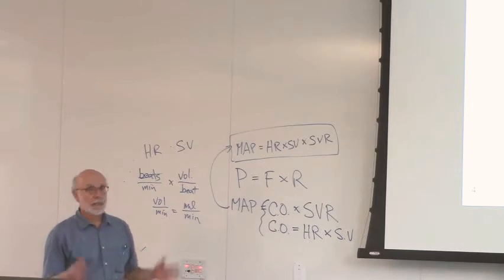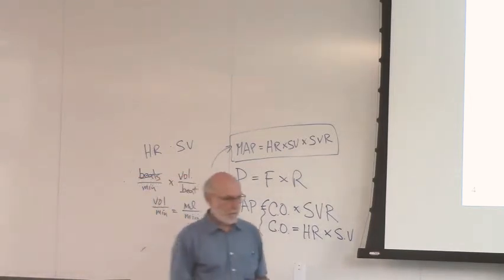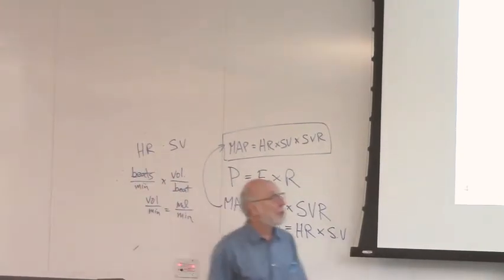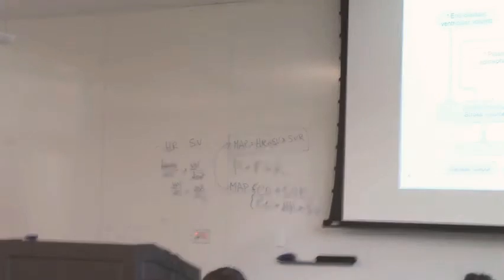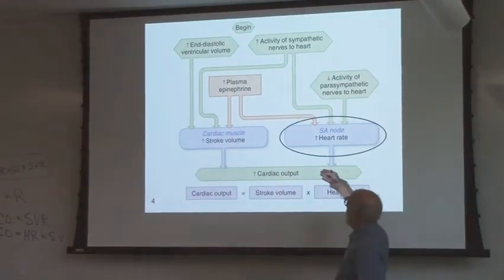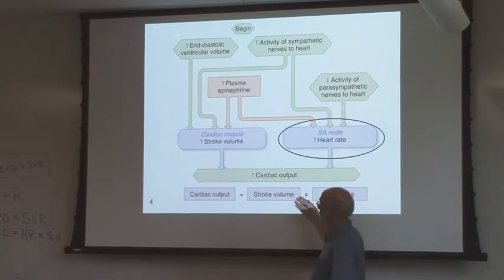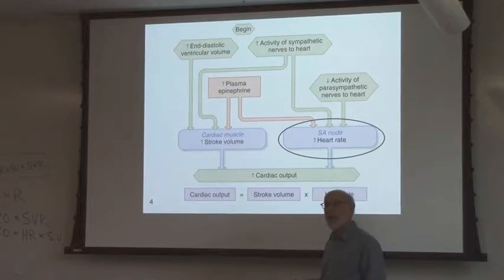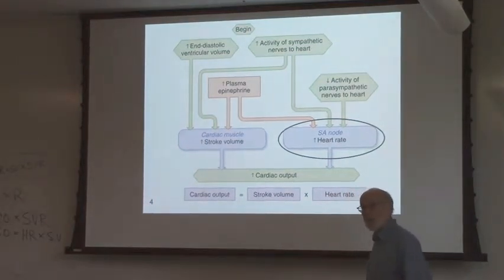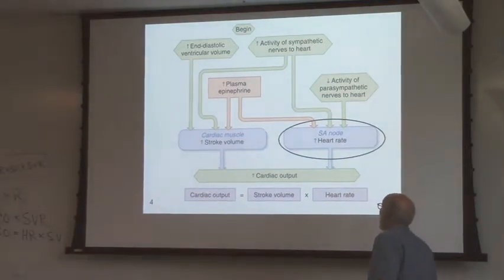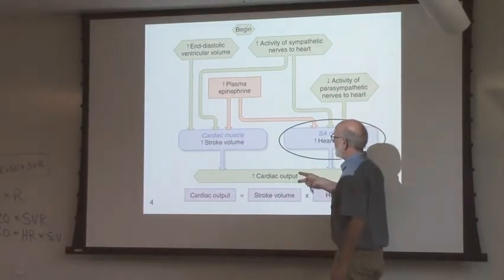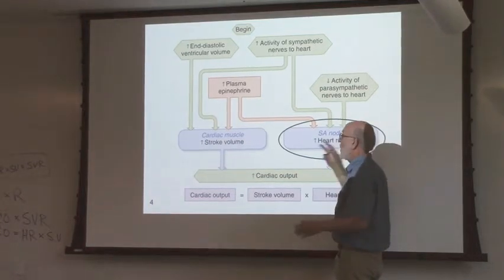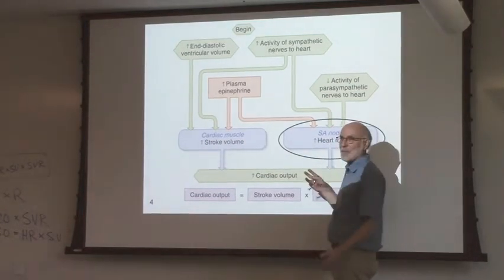Okay, so now let's get back to real life, heart and pressure. Here's a figure from your textbook. Here's cardiac output, and here's our equation: cardiac output is stroke volume times heart rate. So we're focusing on cardiac output now, not mean arterial pressure. You can see what factors into cardiac output: heart rate and stroke volume. Okay, that's simple enough.